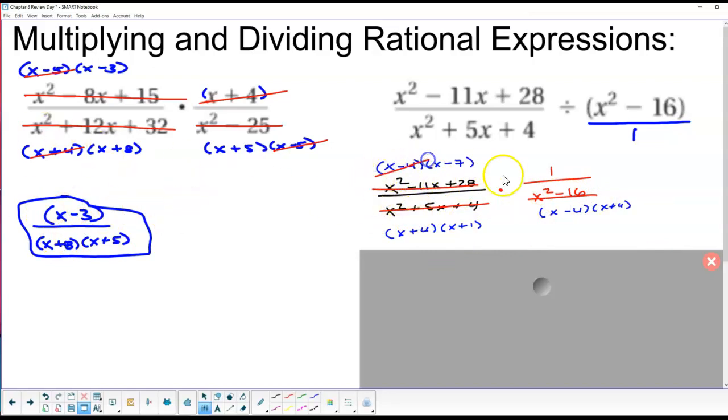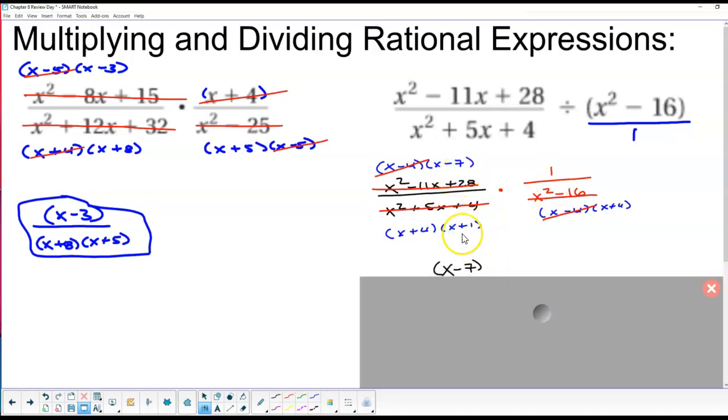I have an x minus 4 and x minus 4, and that's it actually. The only thing that's left over on top is x minus 7. On bottom, I have an x plus 4, x plus 1, and x plus 4 again.